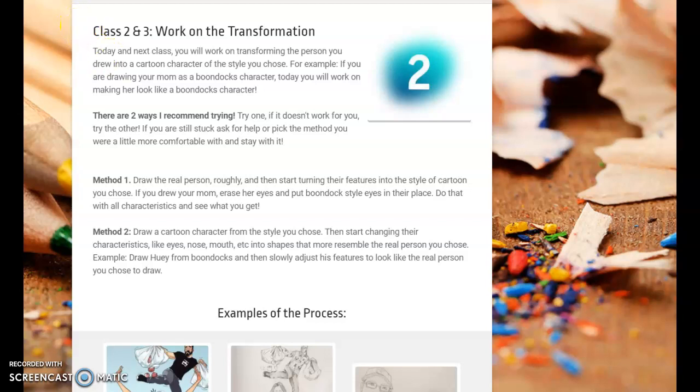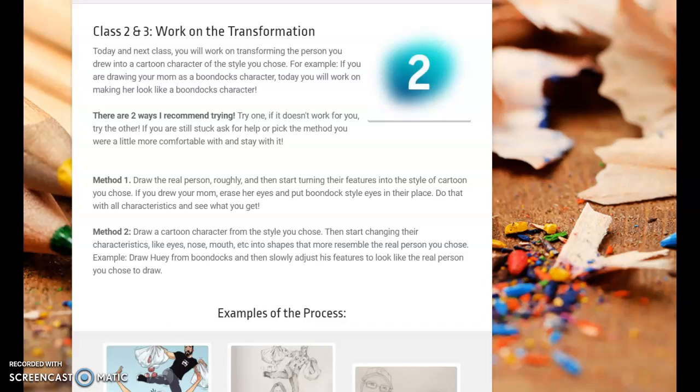All right, so we're back for class 2 and 3, and we're going to work on the transformation. And I made this for class 2 and class 3 because it's going to take you a little bit of time to figure it out. And I want to make sure you have enough time so that you're happy with your work in the end.